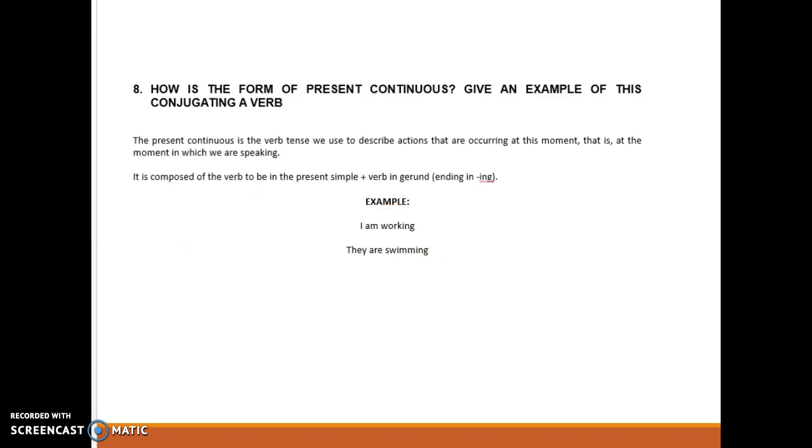Number 8. How is the form of present continuous? Give an example conjugating a verb. The present continuous is the verb tense we use to describe actions that are occurring at this moment, that is, at the moment in which we are speaking. It is composed of the verb to be in present simple and the verb in gerund ending in ing. Example: I am working. They are swimming.